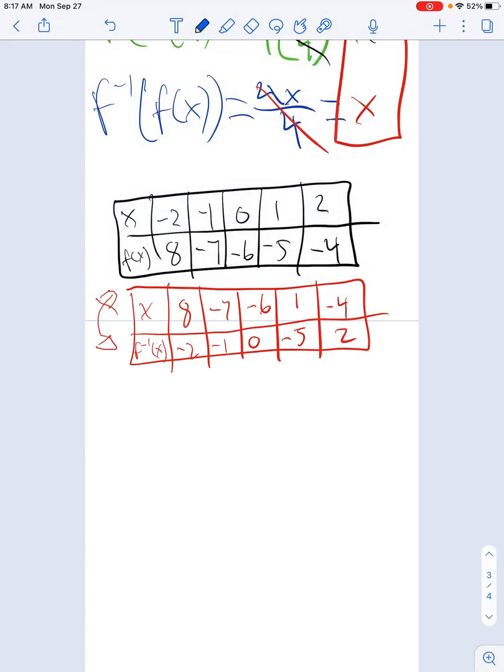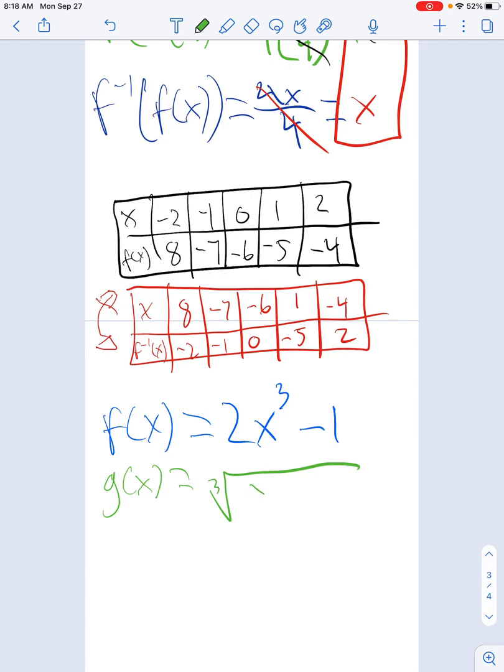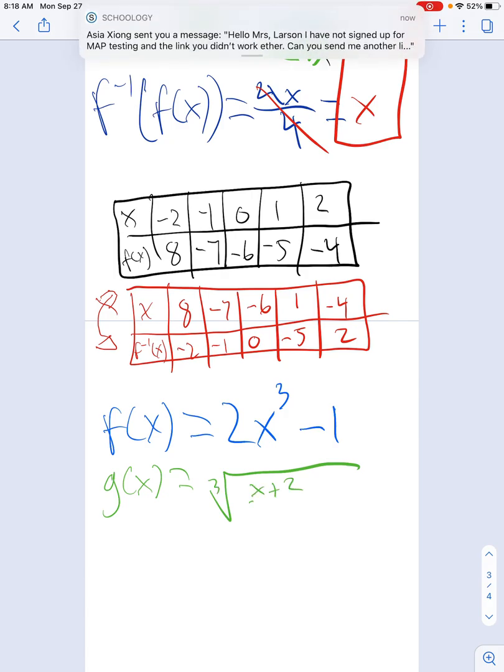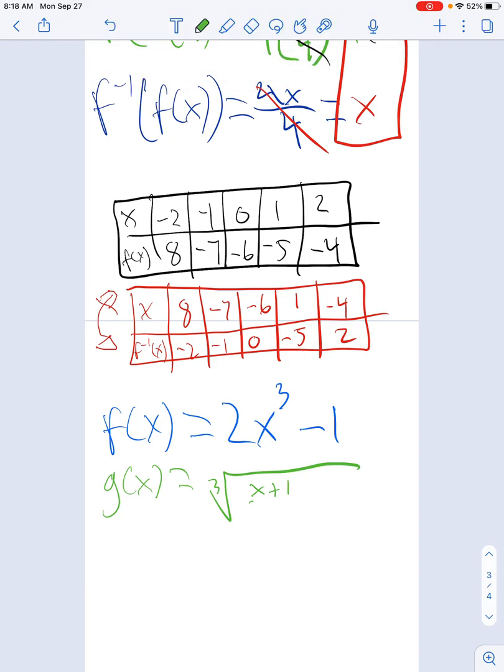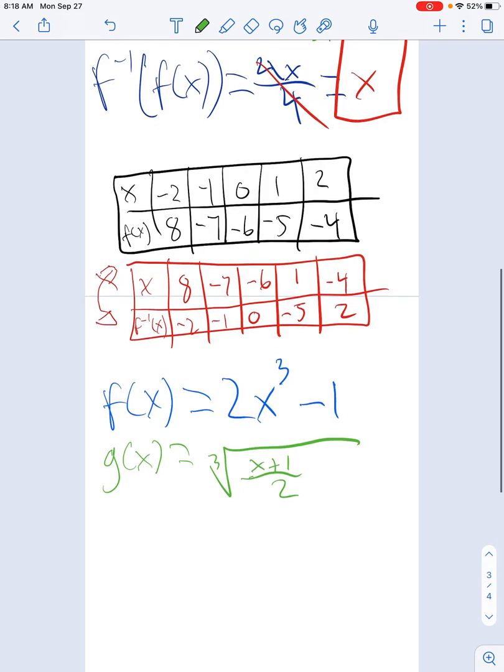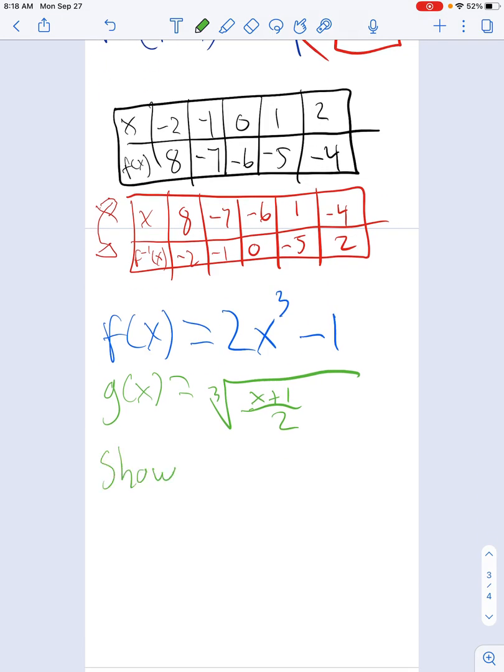So again, a little more complex example. Let's take f of x equals 2x to the third minus 1. And then g of x is going to be the cubed root of x plus 1 divided by 2. So the question is, show that these two functions are inverses of each other. Show, prove.